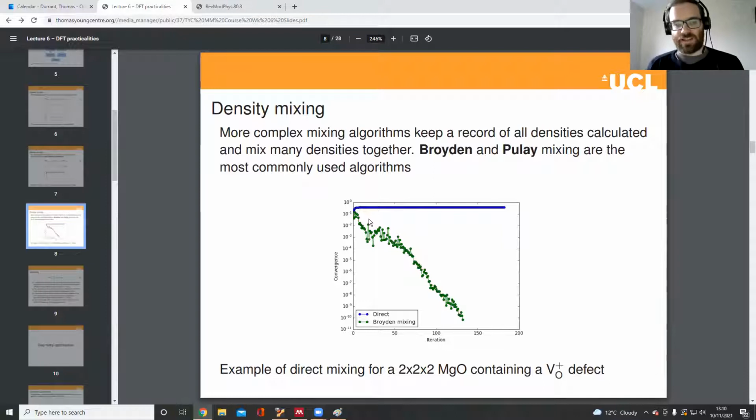So practically, what is done in these calculations is using a more complicated way of mixing together past densities. I'd just highlight that Broyden and Pulay mixing are the most common things that you'll see, and they both work quite well. They're both fairly complicated algorithms, but ones that are quite well established. In both these methods, you keep a history of the density matrices that are generated through this procedure, and you mix together certain fractions of these densities in a way that's designed to avoid these charge sloshing problems. So for this example of the oxygen defect, using Broyden mixing, you can see that it resolves this problem in terms of charge sloshing.